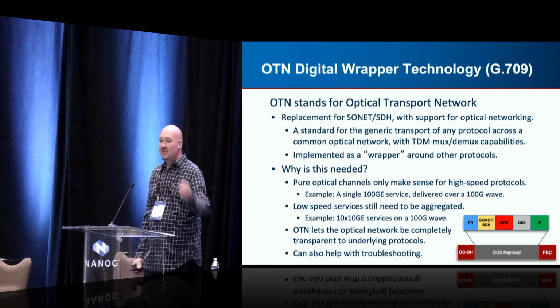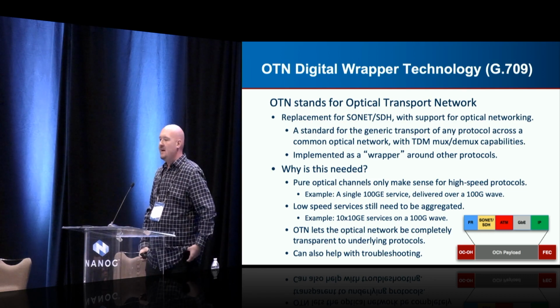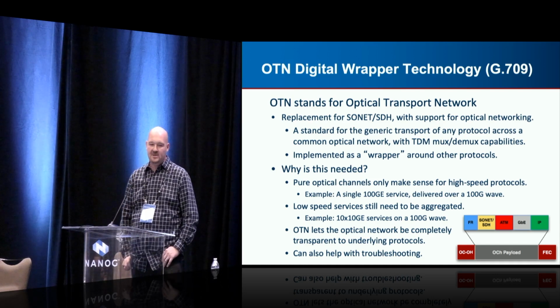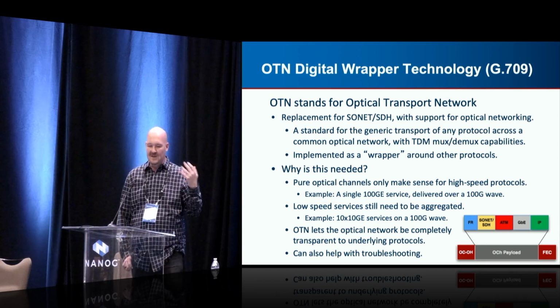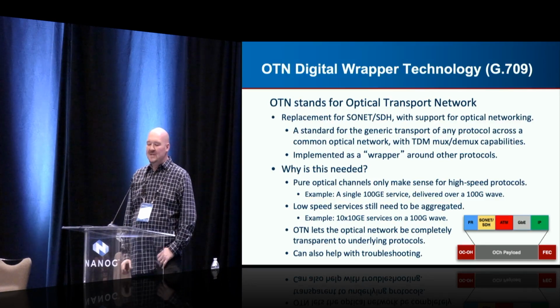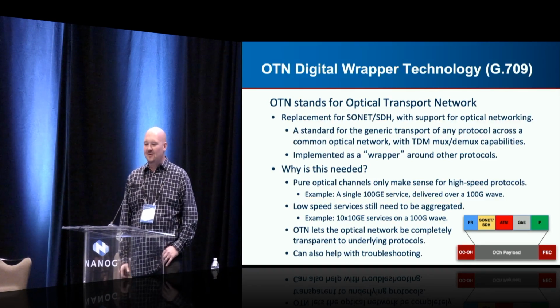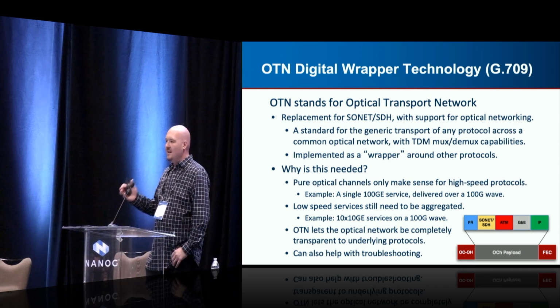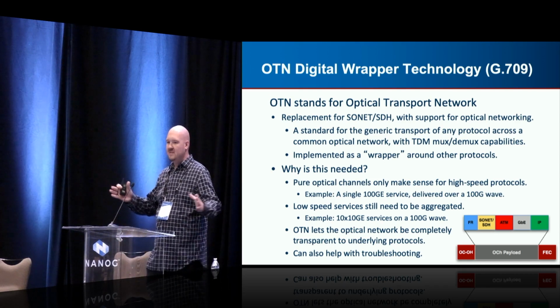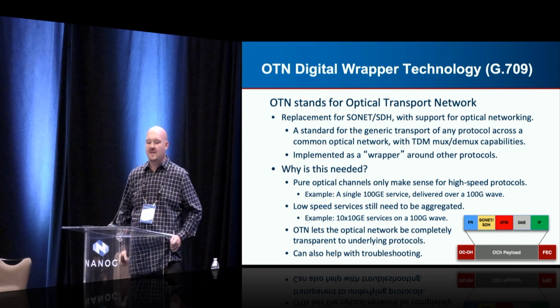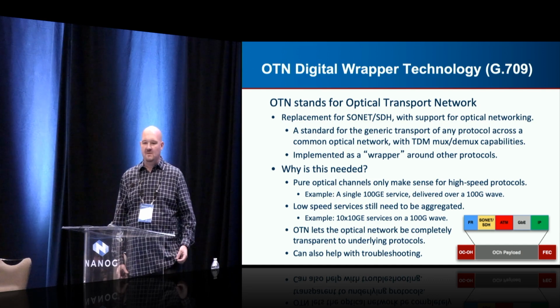So another concept is called OTN, G.709 or OTN digital wrapper technology. OTN is a modern replacement for SONET and SDH. It's a way to take lower speed signals and mux them together so that you're able to transport them across an optical network. So it works like a wrapper, right?